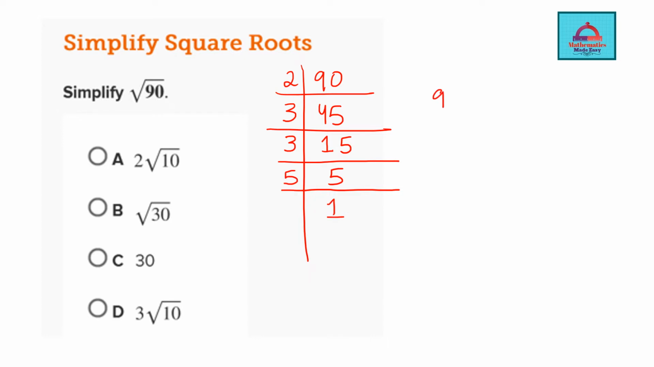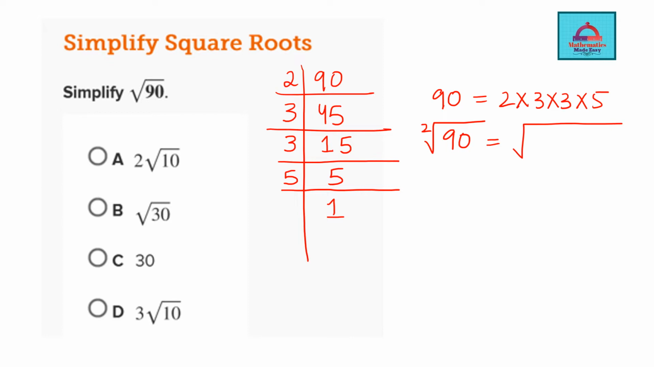So I can write 90 as 2 multiplied with 3 multiplied with 3 multiplied with 5. That's the prime factorization. Now we need the square root of 90. That means the index is 2. I need pairs. So what are the pairs that are here? Let's see. There's only one pair that you see, that is the pair of 3.